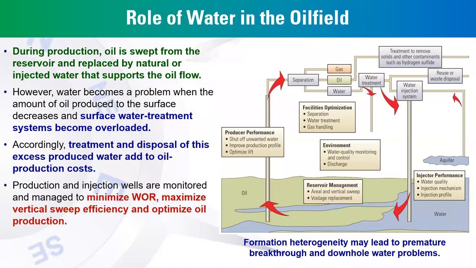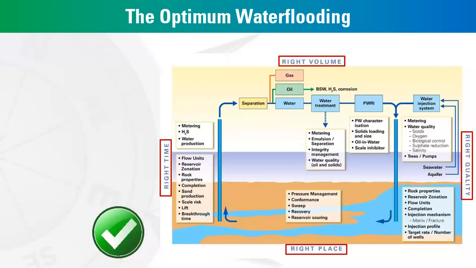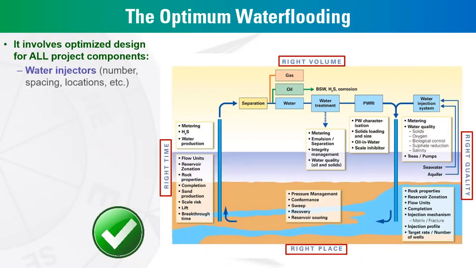Therefore, it's important to minimize the water oil ratio and maximize the vertical sweep efficiency to avoid the early water breakthrough and optimize the oil production process. So for optimum water flooding, there are several components you have to consider in terms of water injectors. The number and locations of water injectors are very important to avoid an early water breakthrough and to ensure good displacement efficiency.